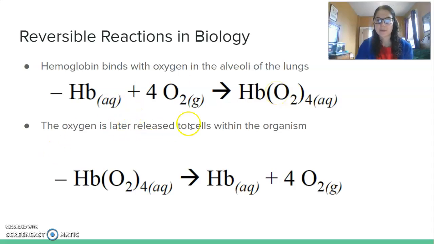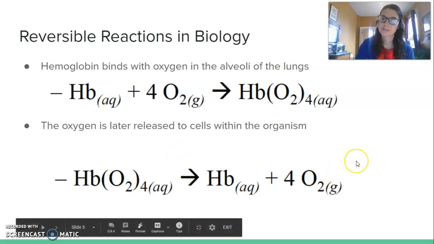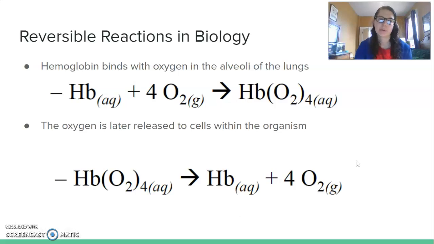Then oxygen is later released to cells within the organism, so that blood goes from your lungs to your other organs, skin, etc., and then can release that oxygen to your cells for them to function. And this is an ongoing process, so both of these reactions are occurring at the same time. It's like a flow.